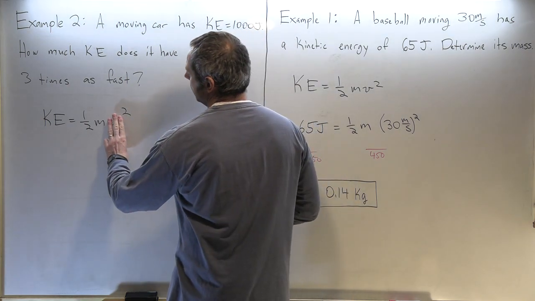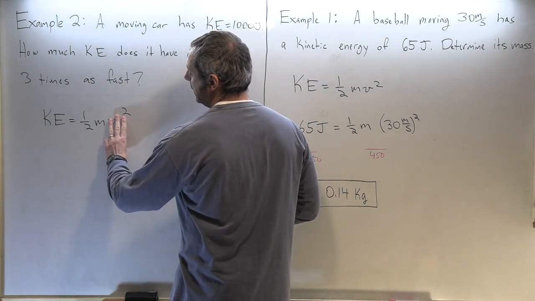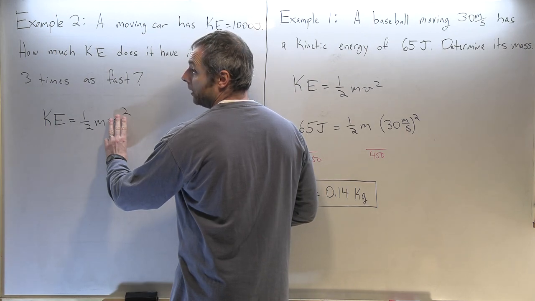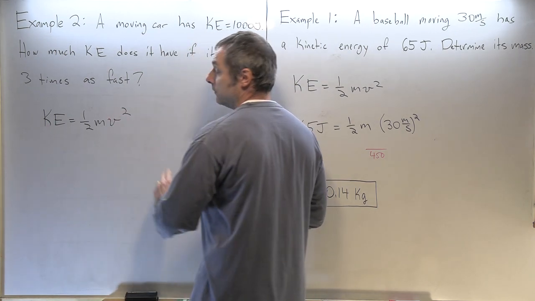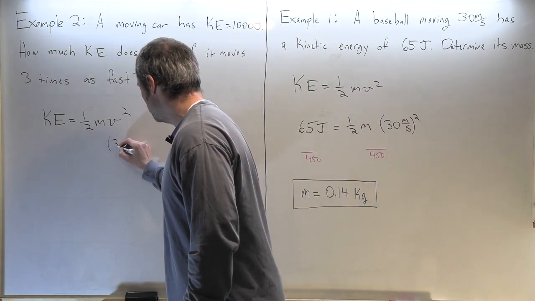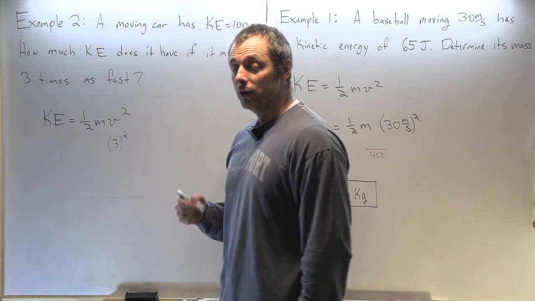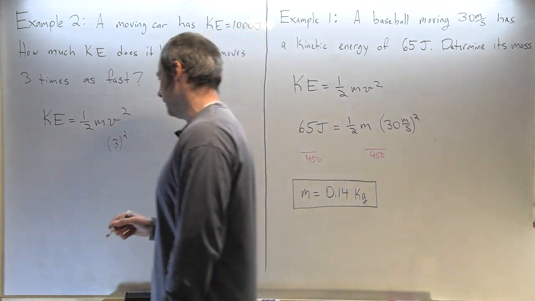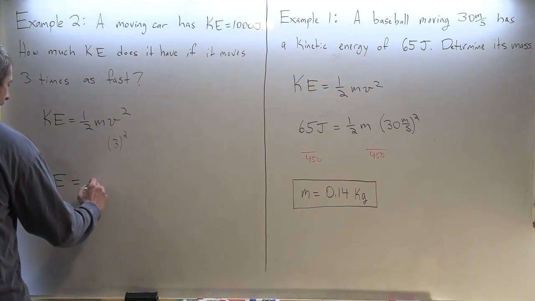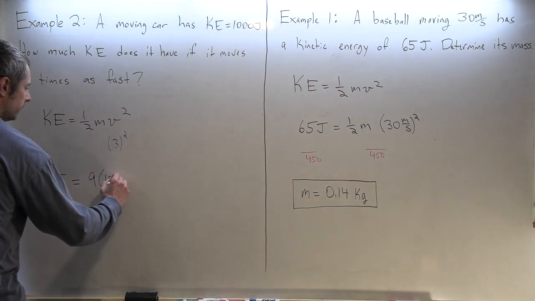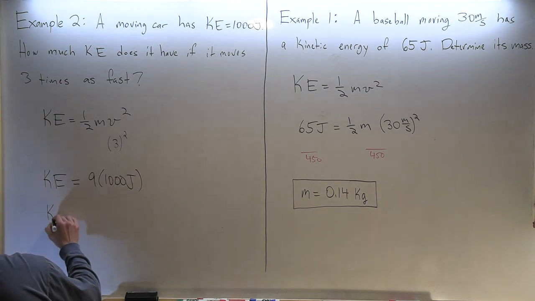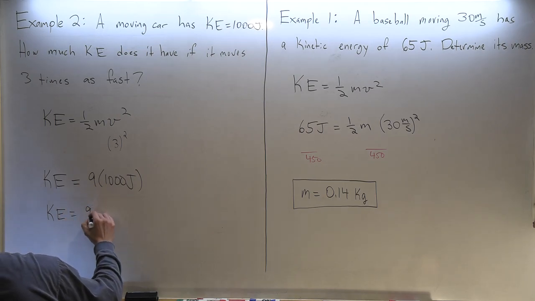So if we triple the velocity, or the speed I should say, then what we're doing is we're making the kinetic energy 3 squared bigger. And 3 squared is 9 times as big. So that's what's happening. We're tripling, squaring, tripling, which is times 9. So the new kinetic energy is 9 times 1,000, or in other words, the kinetic energy is 9,000 joules.